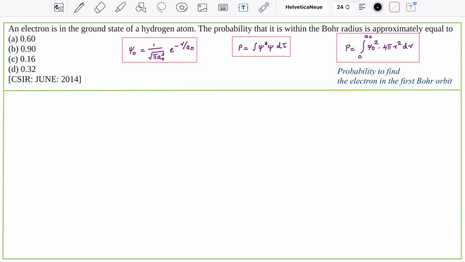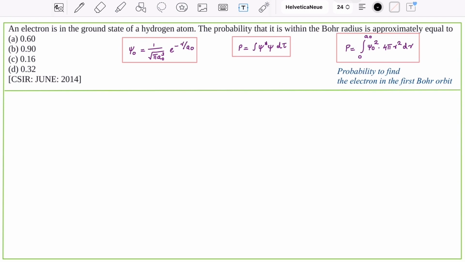Problem 65, Quantum Mechanics. The question is, an electron is in the ground state of a hydrogen atom. The probability that it is within the Bohr radius is approximately equal to. Here we have to find out the probability that the electron is in the first Bohr orbit.